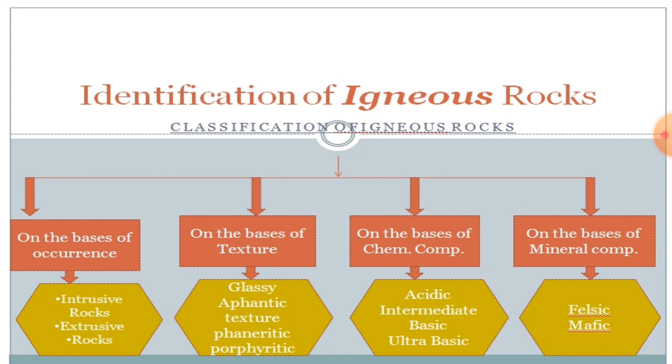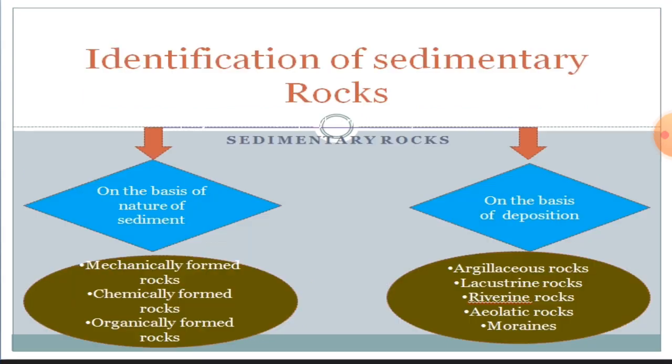Now in the next slide, we see how the sedimentary rocks are identified. On the basis of the formation, these rocks are grouped into two categories. Number one is the nature of the sediment. Second is the place of the deposition. On the basis of the sediment, these rocks are divided into three categories. Number one is mechanically formed rocks. Second is chemically formed rocks, and third is organically formed rocks.